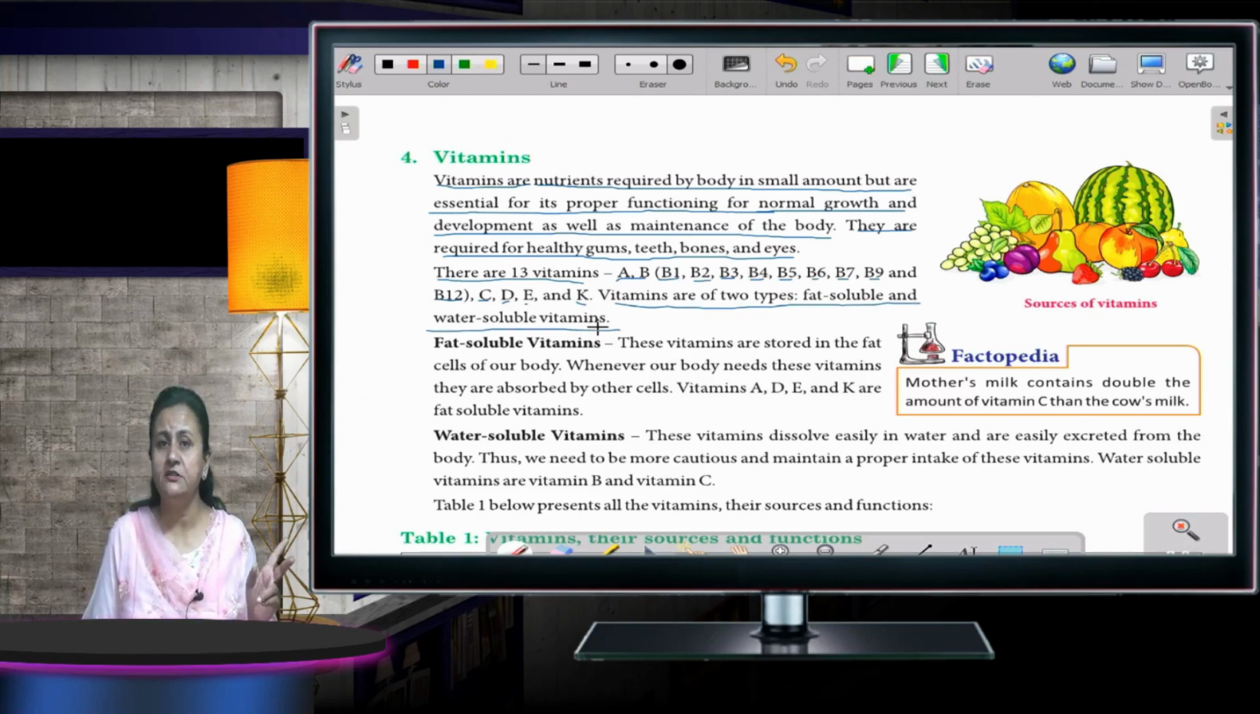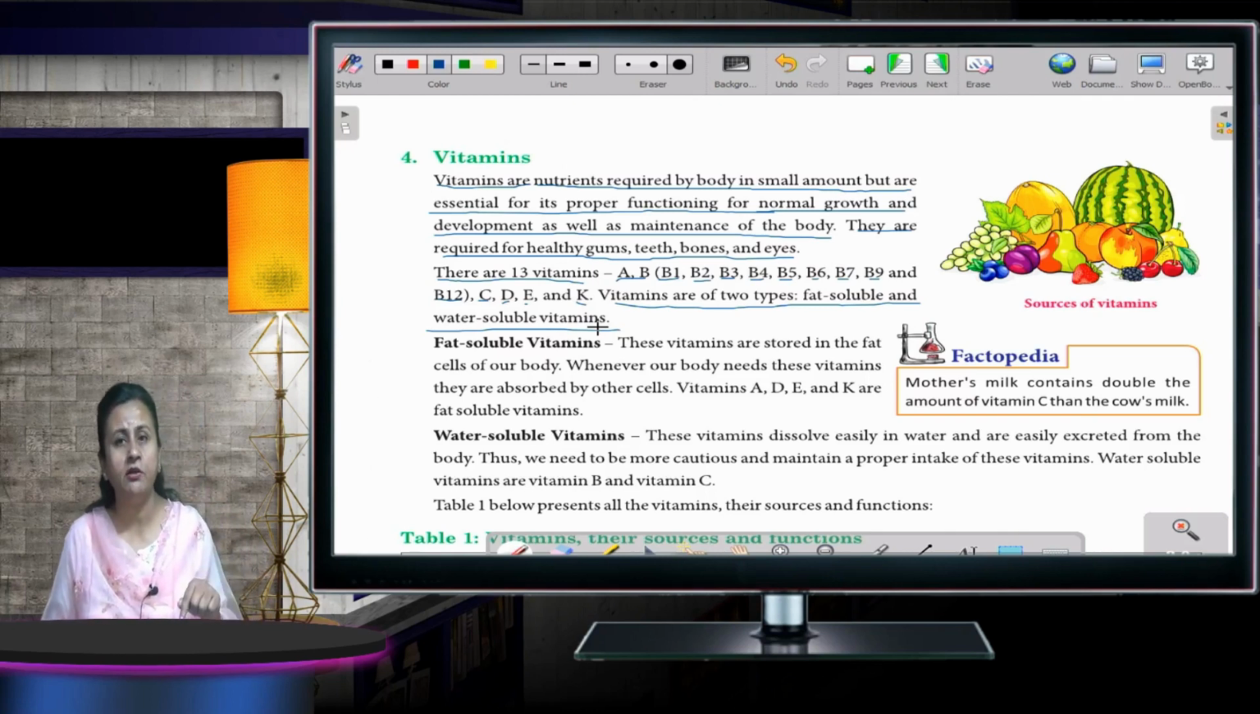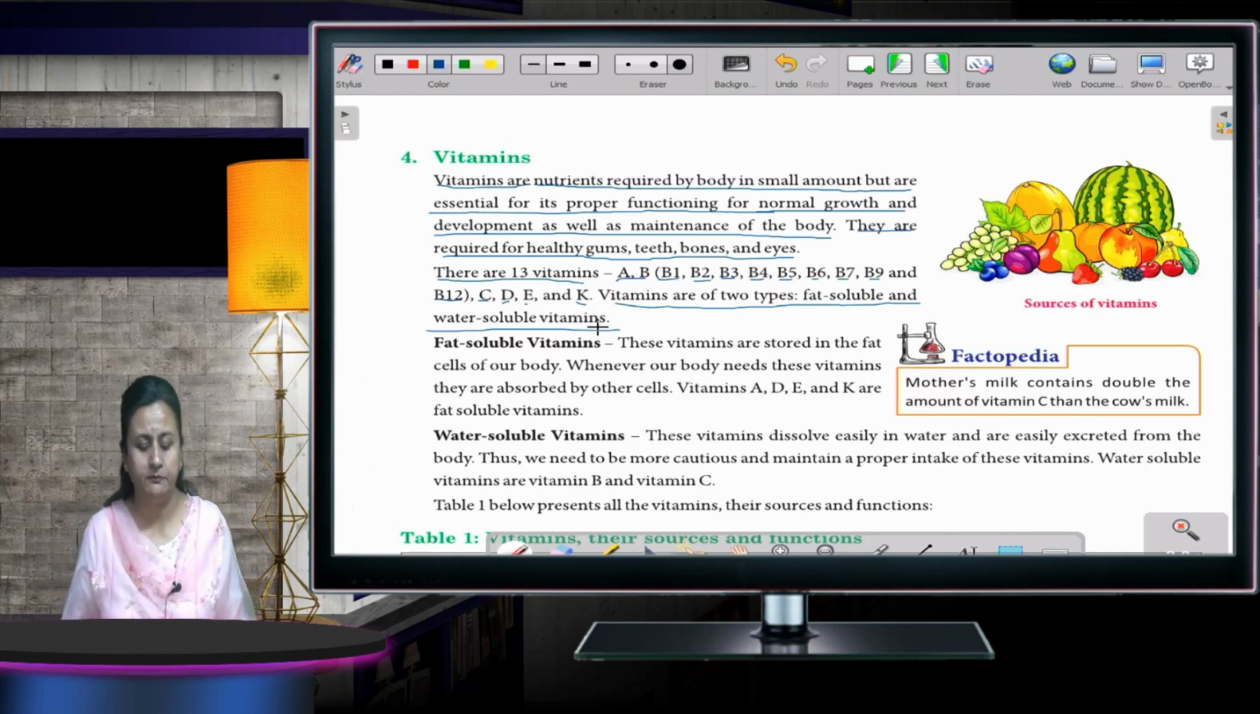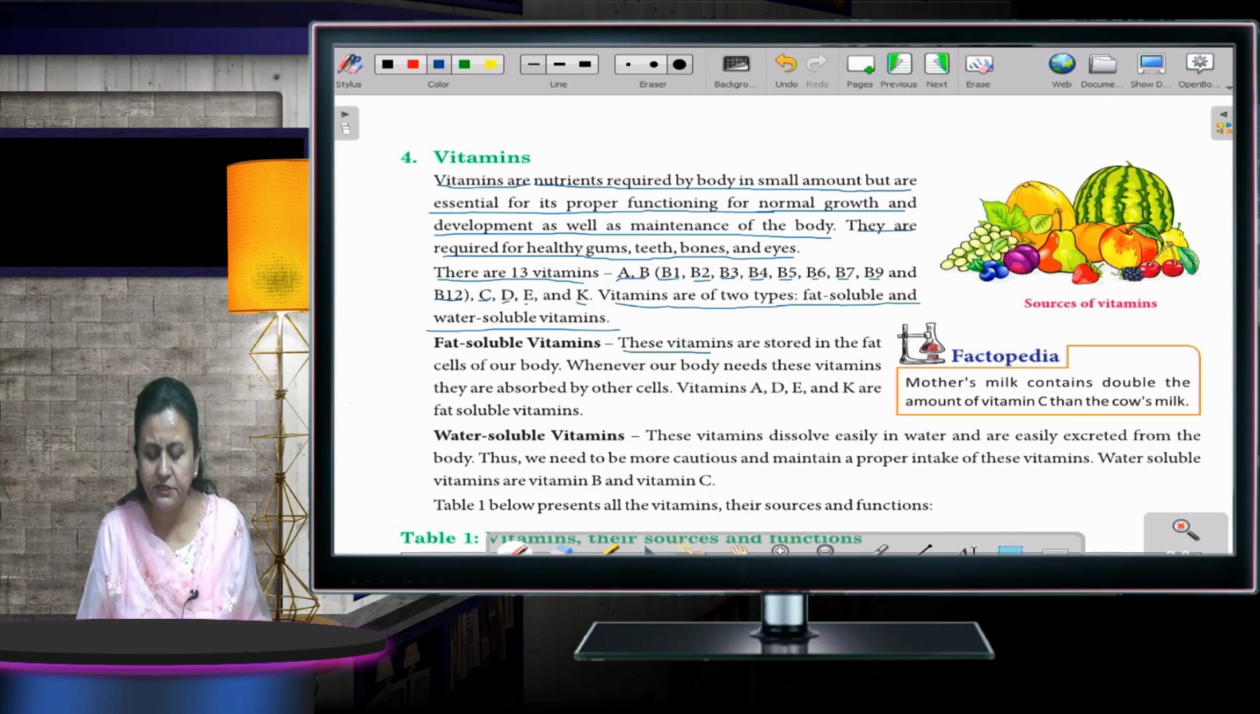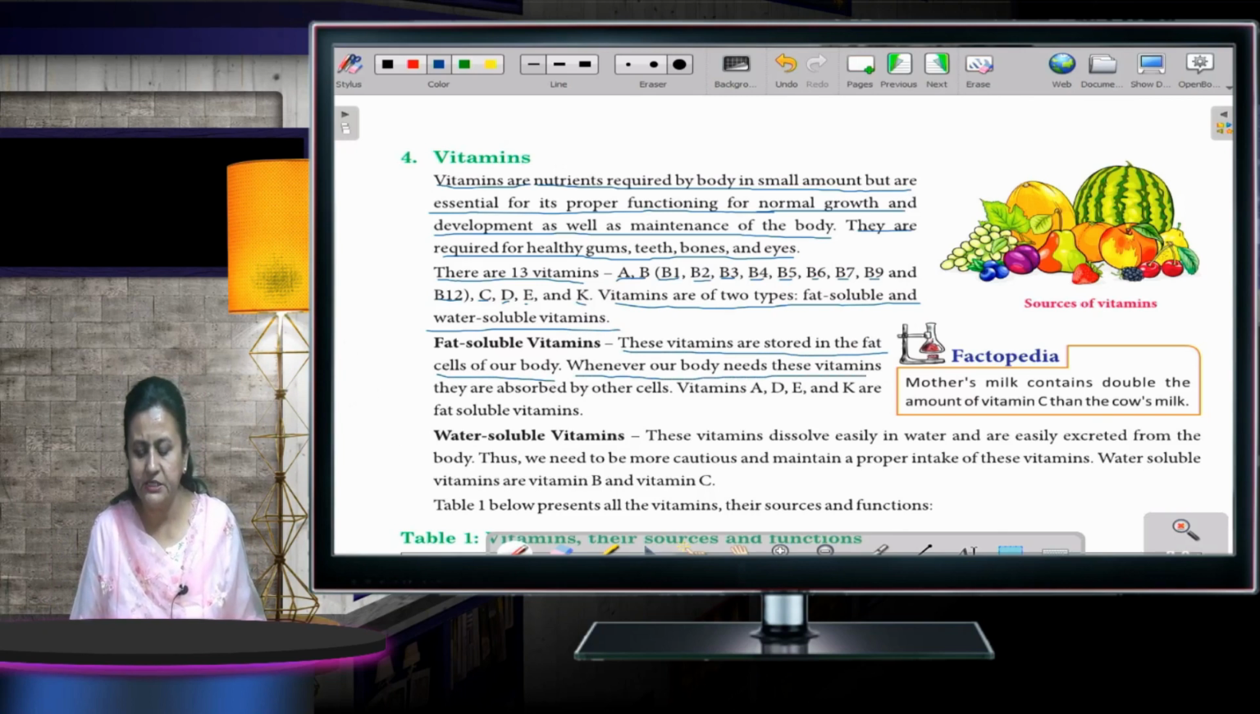Again, as I told you about saturated and unsaturated fats, in the same way vitamins are also of two types. One is fat soluble and the other one is water soluble. Fat soluble vitamins are stored in the fat cells of the body. Whenever our body needs these vitamins, they are absorbed by other cells.